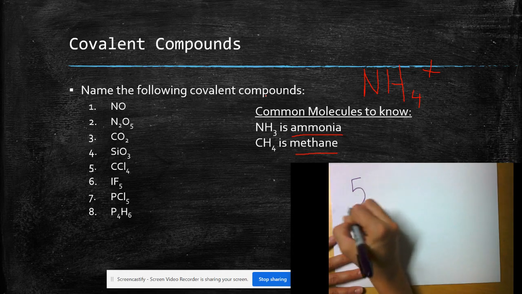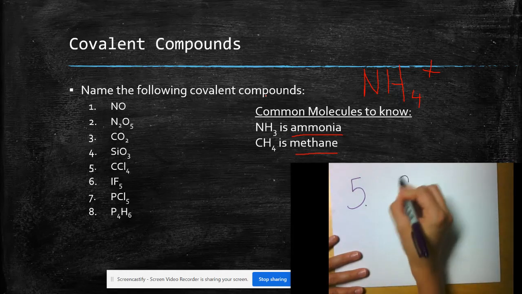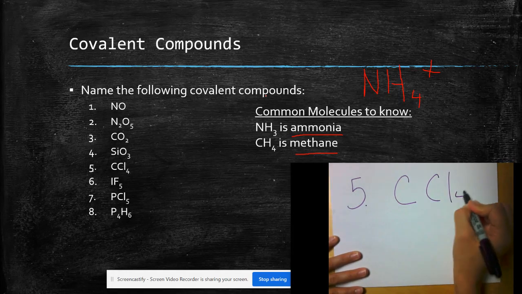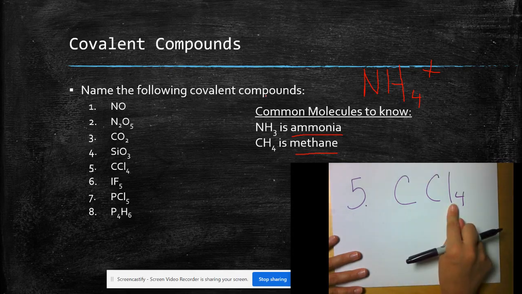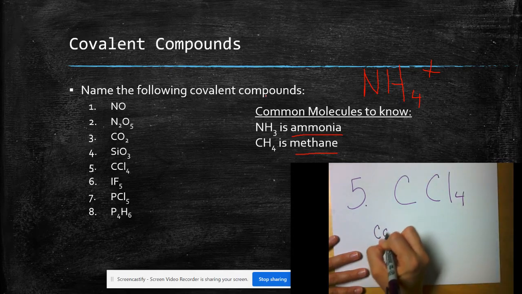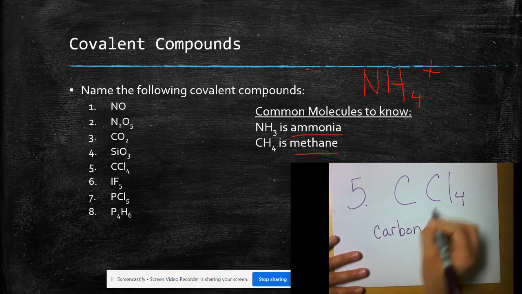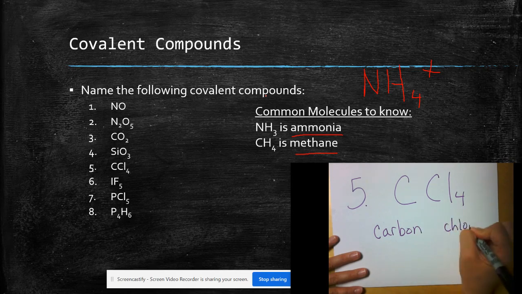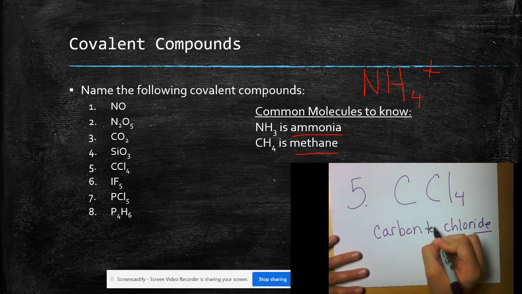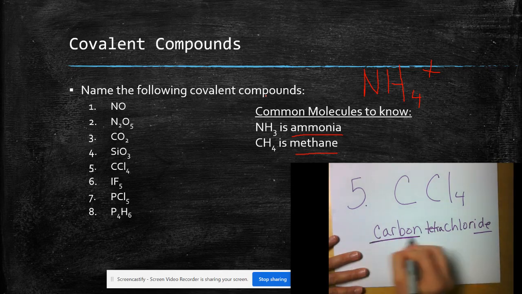Number 5 says carbon, and then it has 4 chlorines. So we have 1 carbon, 4 chlorines. We're going to name the first element, carbon. Name the second element, drop the last syllable, and add IDE. So chlorine becomes chloride. 4 is tetra. So it's carbon tetrachloride. It should be carbon, there's a space there, and then tetrachloride.